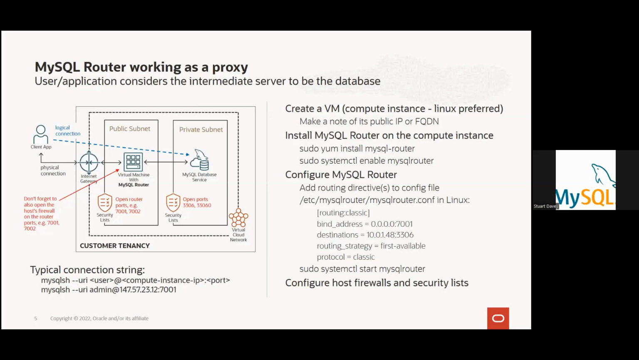Once you've done that, all you do as a user or as an application is connect to the router. Effectively that's the IP address of the compute instance. I've shown MySQL Shell there, but other clients are available, and again, in one form or another, you'll use the same components: the username, the compute instance IP address, and indeed the port. So very, very simple and very easy to work. Again, you can make those proxies highly available if you wish. You've got to do some extra administration work there.